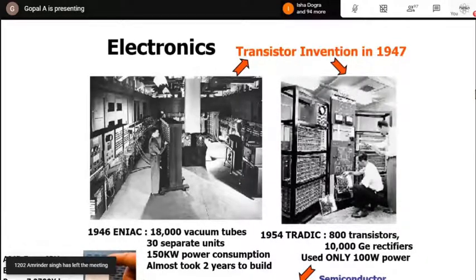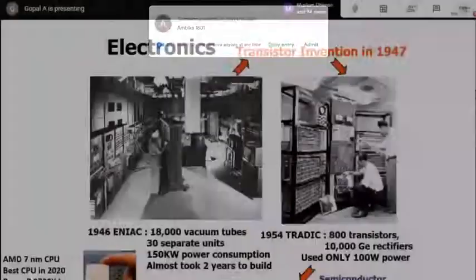For example, a Ryzen 7 3700X CPU has 3.8 billion transistors. It is of the size of 1 inch by 1 inch and a thickness of a few millimeters. So there are 3.8 billion, that is 380 crore transistors, in this small chip, which is inside our computers and our mobile phones. This compares to 800 transistors in 1954. In about 65 to 70 years, we moved from about 1,000 transistors to 380 crore transistors on one single chip. This is all possible because of the development in semiconductors.